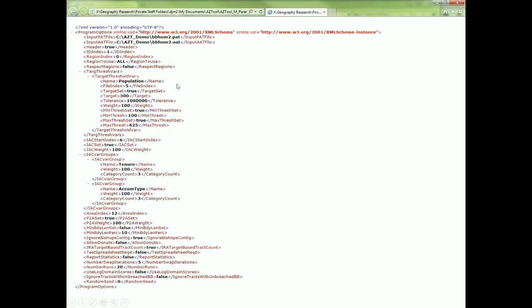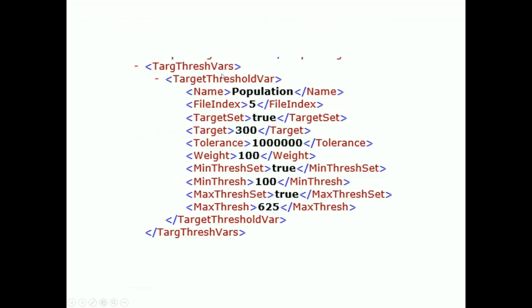And I've got a highlight on the next slide just of this block of the file to give slightly more indication of what's going on. So here I'm just looking at the variables which is to do with the population target. I've got some target threshold variables. This is how they're defined. There's a variable called population. It's the fifth one in the file. It's true because I'm going to set the target. So actually we're going to use it here. I just said I'd like zones with 300 people. So that is my target value.